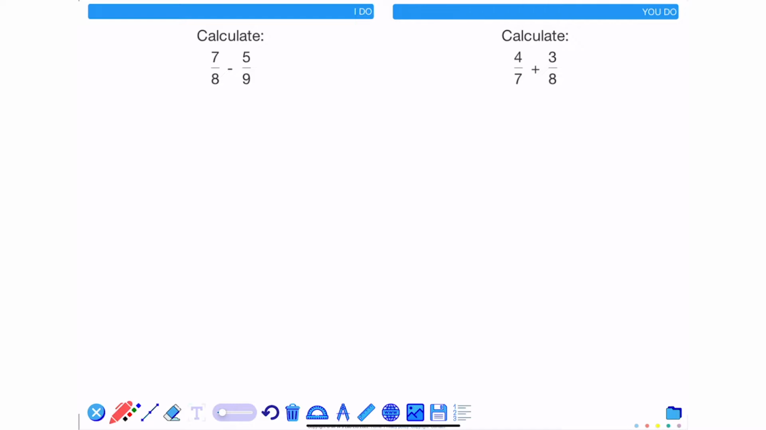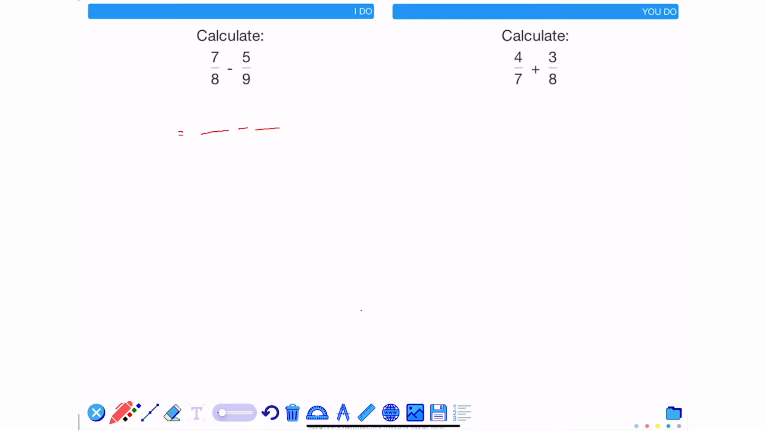So in this video, we're going to take a look at how we can add or subtract two fractions with different denominators together. In order to be able to subtract these two fractions, we need to first of all convert this into an equivalent problem where the denominators are exactly the same.